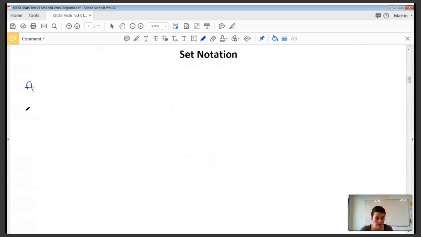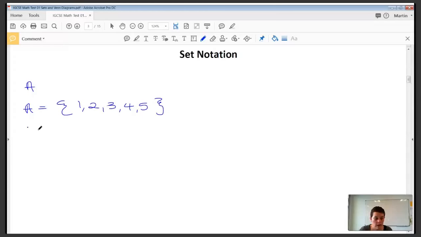We would then describe our set with a pair of squiggly brackets, which are harder than you think to do on a digital pad. Okay, but then we've got to put something inside here. What is our set? So we have two different options. We can put numbers in here. Let's say A is a set of 1, 2, 3, 4, and 5. Okay, so that's all the numbers that can be in our set A.